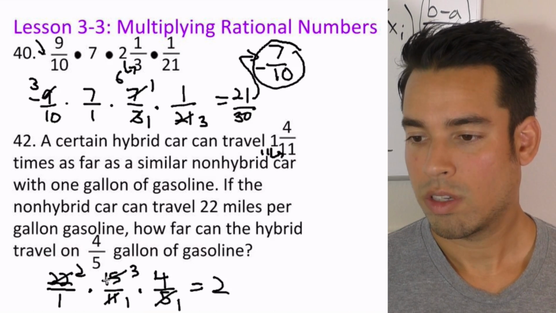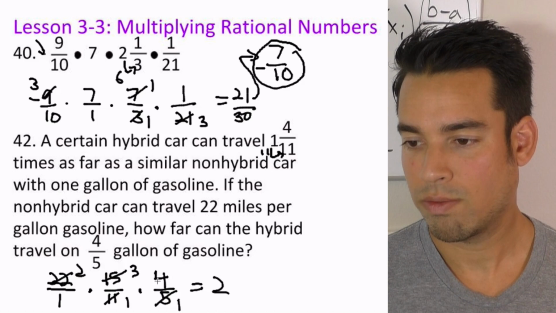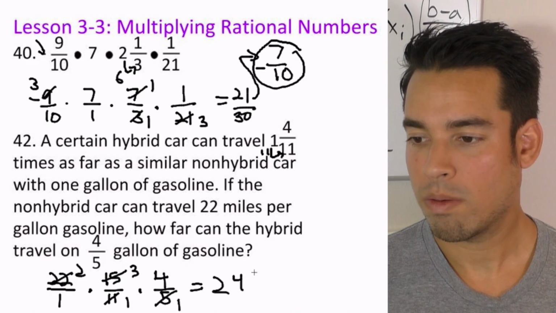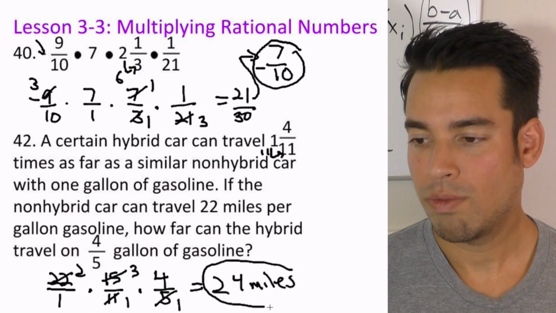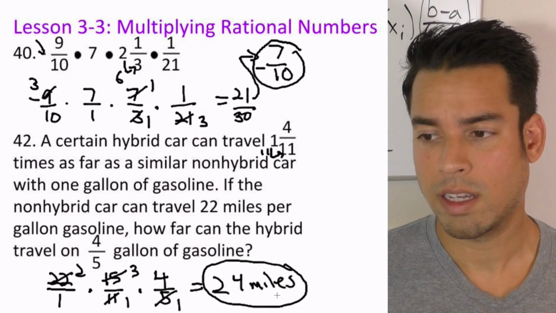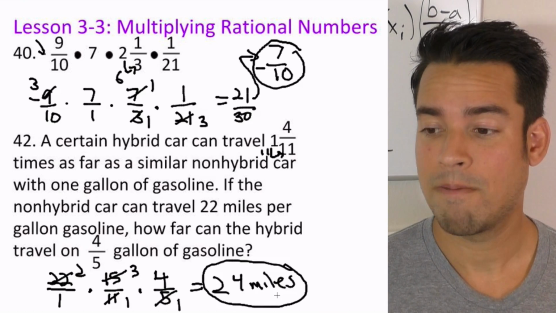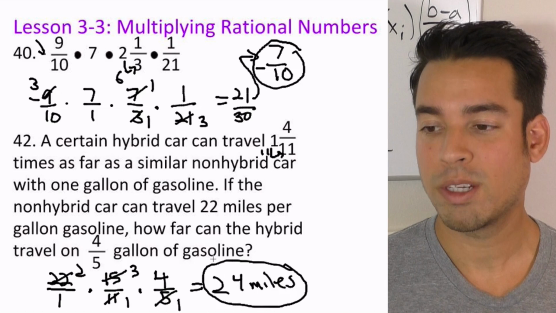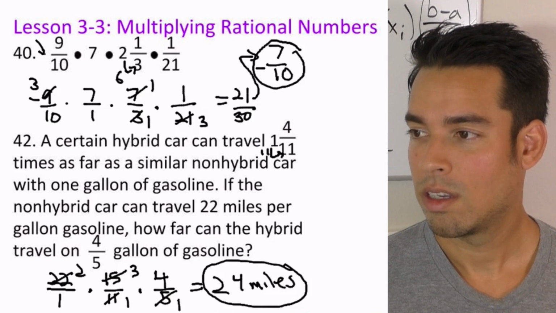2 times 3 is 6, times 4, okay, again, just making sure. We've got 24 miles. And that makes sense too, right? We know if it was 1 gallon, it would go a fair amount farther, almost like 1.3 times farther, something like that. But we only got 4/5, so it's a little less, so it's not that much bigger, but it still should be farther than 22. 24 miles makes a lot of sense.